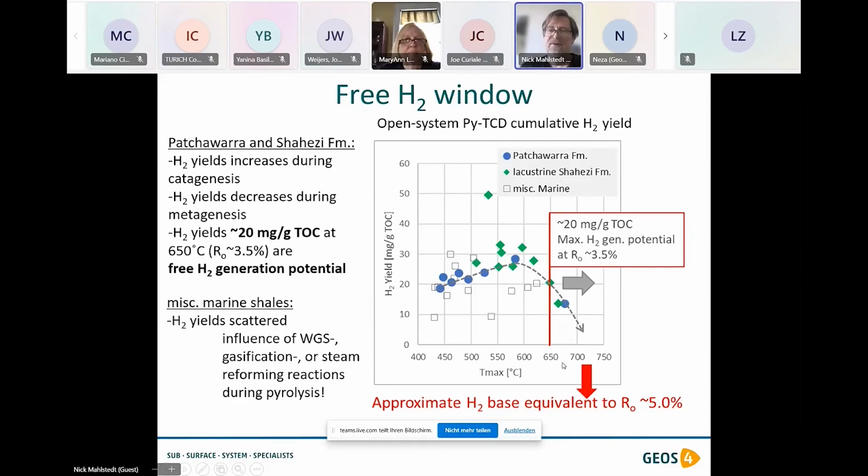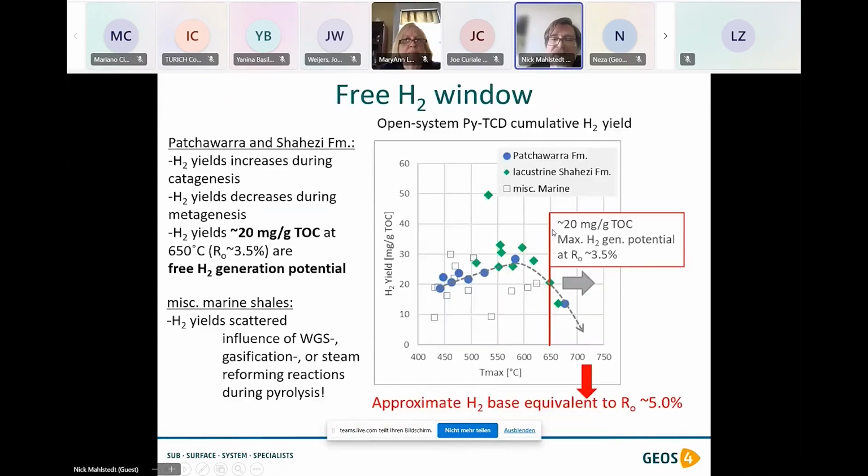And then at roughly 650 degrees Tmax, referring to 3.5% vitrinite reflectance, there's still 20 milligram per gram TOC hydrogen potential left, which we can view as a free hydrogen generation potential because no further methane is generated at those maturities. So the phase out of this potential can be very roughly estimated to occur at roughly, I don't know, 720 degrees Tmax, which would be equivalent to a Ro of 5%.